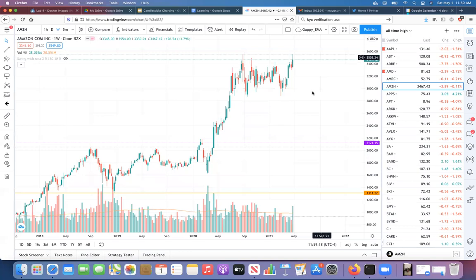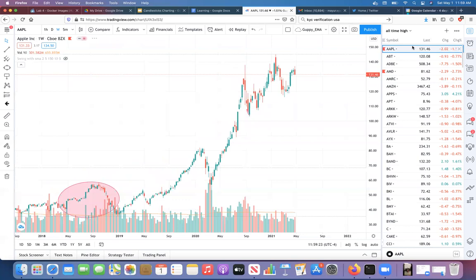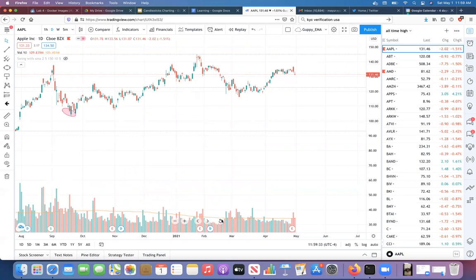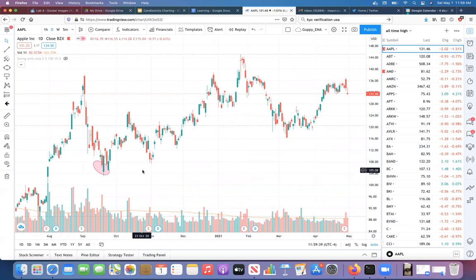So if I go back to Apple, if you're on weekly, let's go to daily. How do I zoom it a little bit? Yeah, thank you, sir. So at 116.90, I see a clear floor over there.